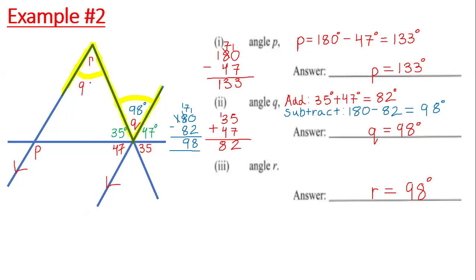You still have a missing angle? I still have a missing angle. Where? Under the Q. This one? Yes, sir. Well, they didn't ask us for this, but if we want to, we could figure out what this one is. It's also 98. Very good. Those are vertically opposite angles.